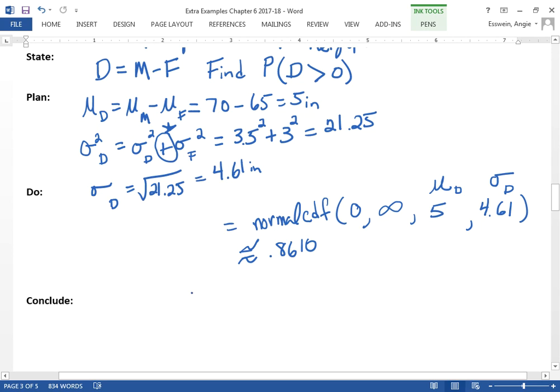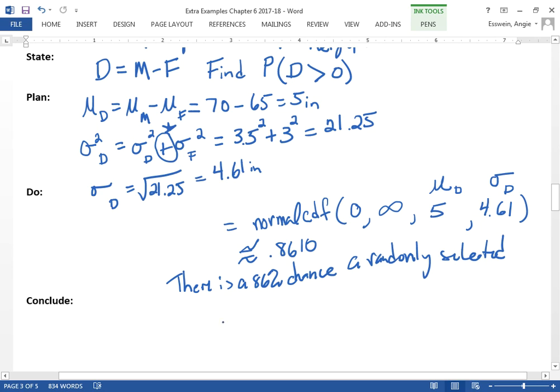And so there is about an 86% chance, this would be our conclusion, that a randomly selected male speed dater is taller than a randomly selected female.